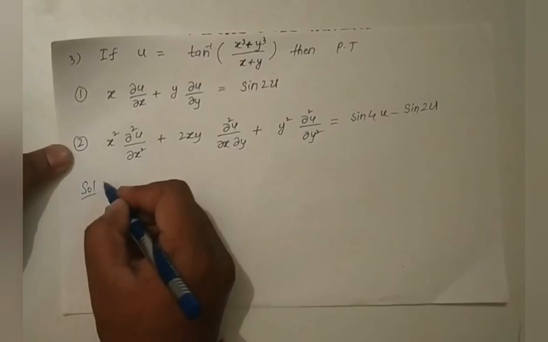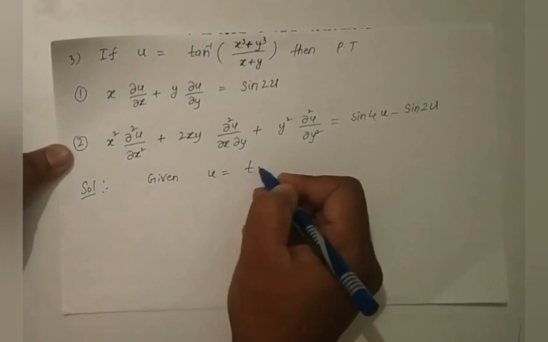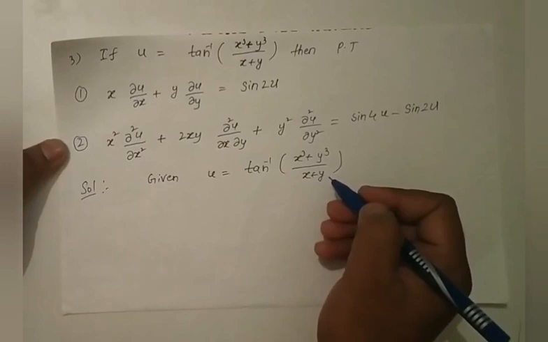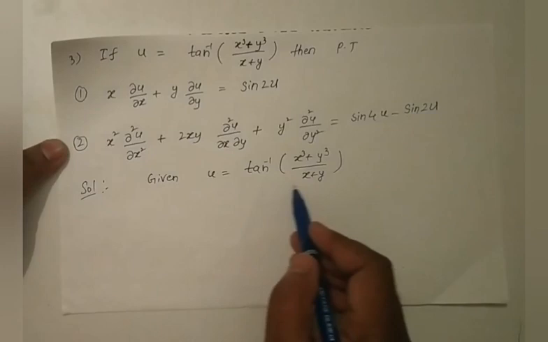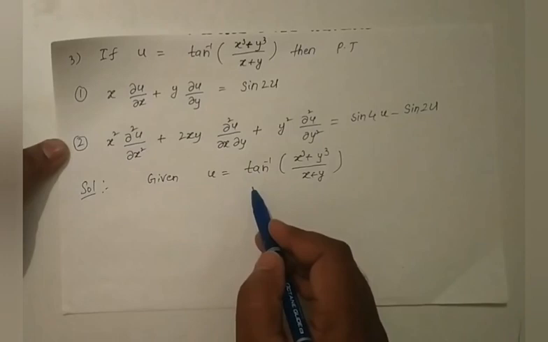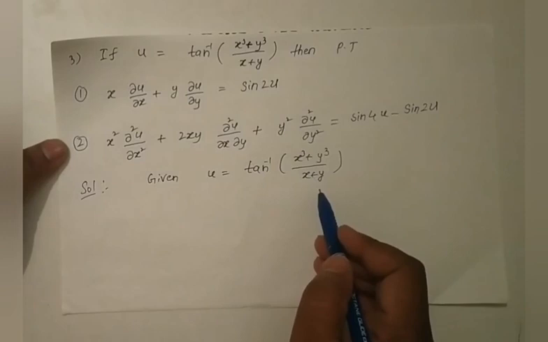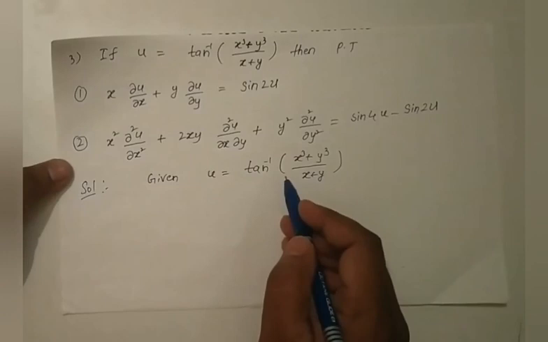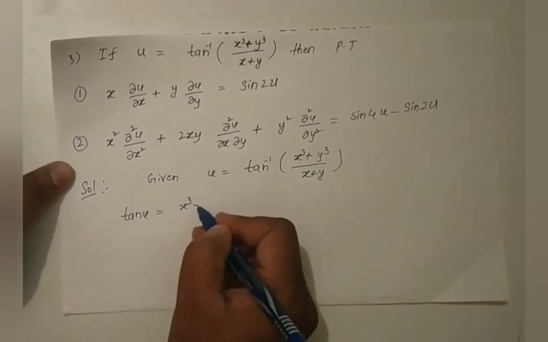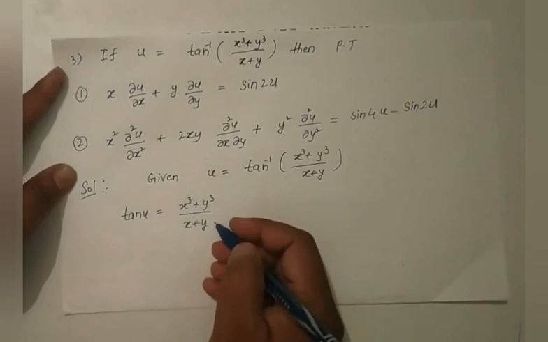So here, given that u is equal to tan inverse of x cube plus y cube by x plus y, you can observe that this function is not a homogeneous function, because you cannot convert u into the form u of lambda x comma lambda y is equal to lambda power n into u of x comma y. If any doubt, please check it. So to make this a homogeneous function, we can write tan u is equal to x cube plus y cube by x plus y. Consider this function as f of x comma y.